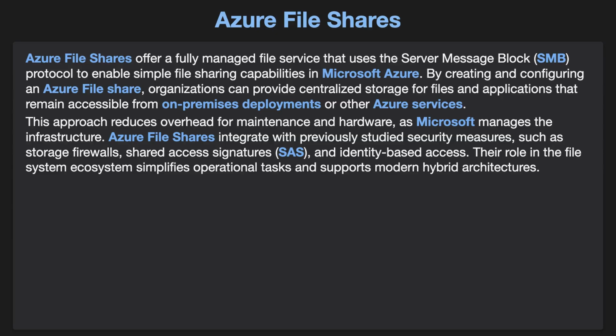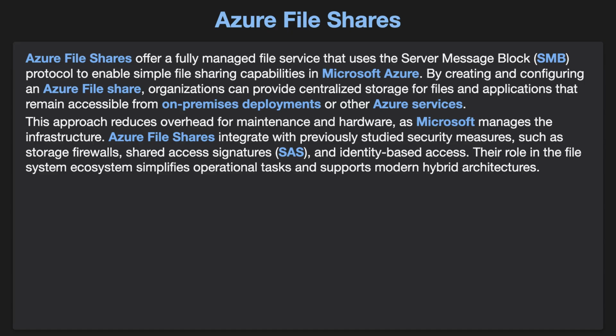Azure File Shares offer a fully managed file service that uses the Server Message Block (SMB) protocol to enable simple file sharing capabilities in Microsoft Azure. By creating and configuring an Azure File Share, organizations can provide centralized storage for files and applications that remain accessible from on-premises deployments or other Azure services. This approach reduces overhead for maintenance and hardware, as Microsoft manages the infrastructure.